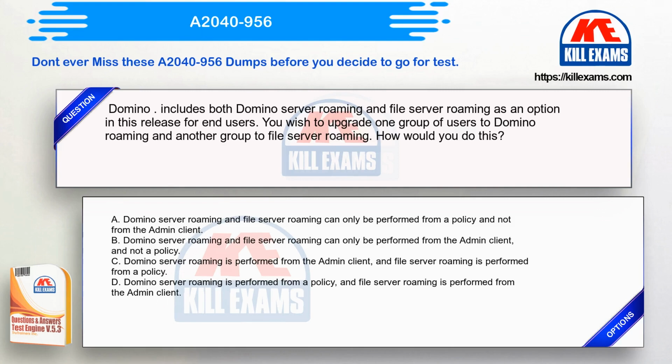Domino includes both Domino server roaming and file server roaming as an option in this release for end users. You wish to upgrade one group of users to Domino roaming and another group to file server roaming. How would you do this?